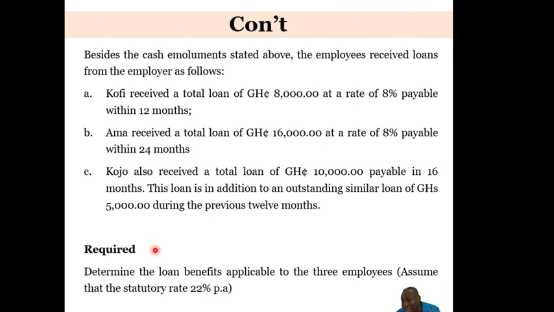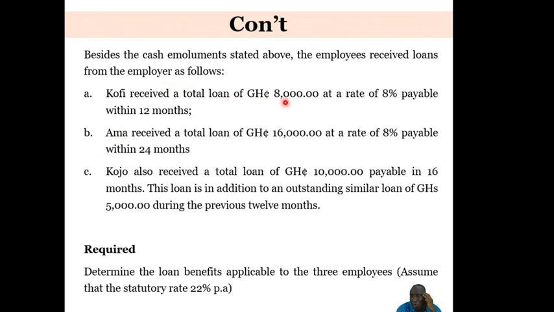Now, for you to know whether there will be quantification: number 1, for quantification to be nil, the loan must come from the employer to the employee. Number 2, the loan should be payable within a period of 12 months. And then number 3, the amount of the loan plus any similar loan balance outstanding for the last 12 months should not exceed 3 months of the basic salary. Let's go and do something and see.